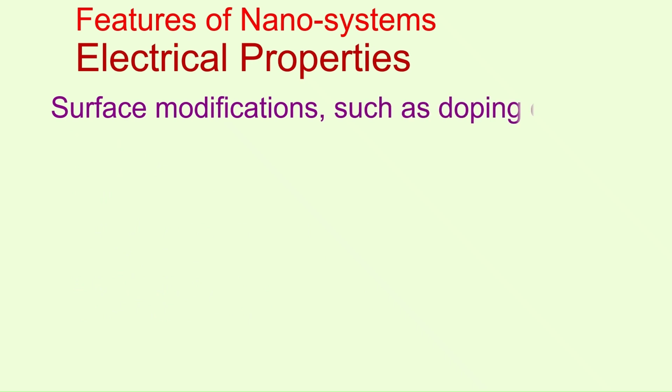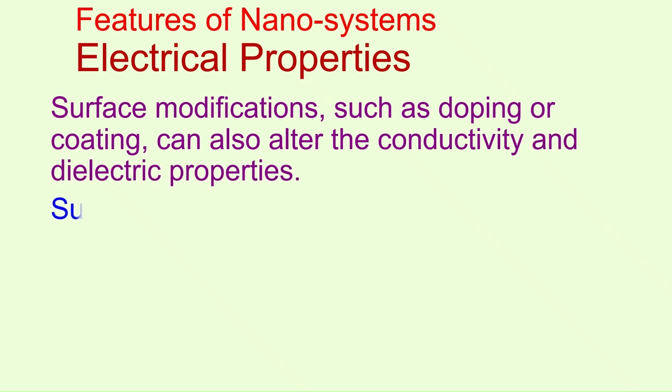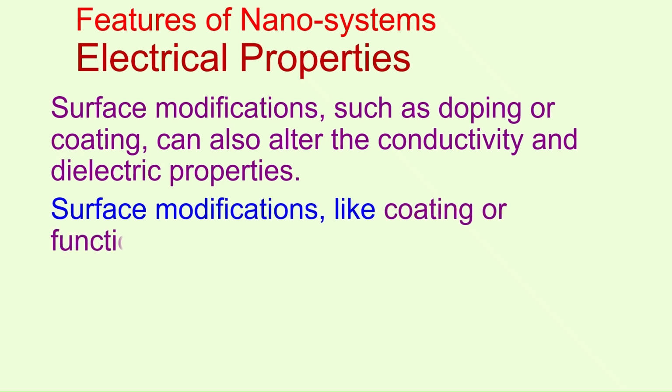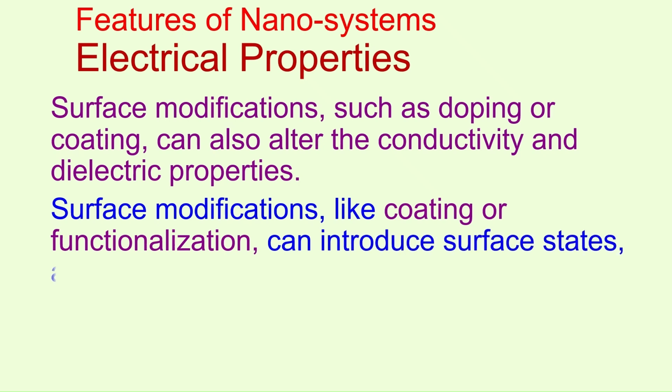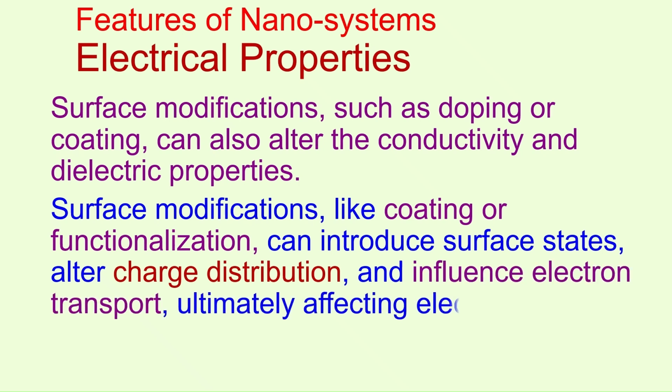Surface modifications, such as doping or coating, can also alter the conductivity and dielectric properties. Surface modifications, like coating or functionalization, can introduce surface states, alter charge distribution, and influence electron transport, ultimately affecting electrical behavior.